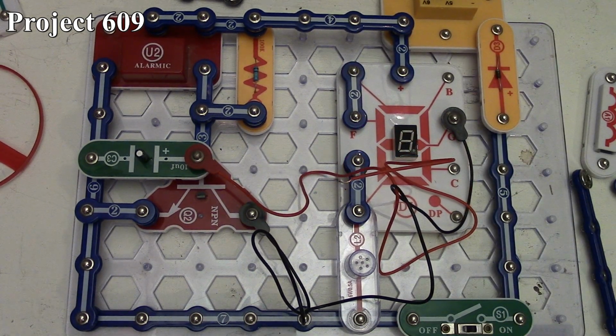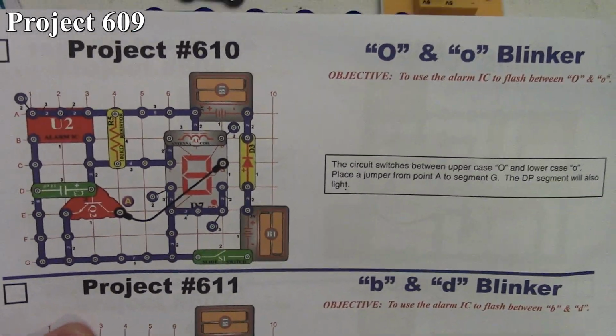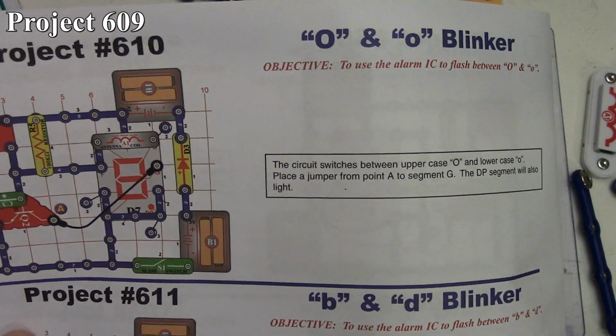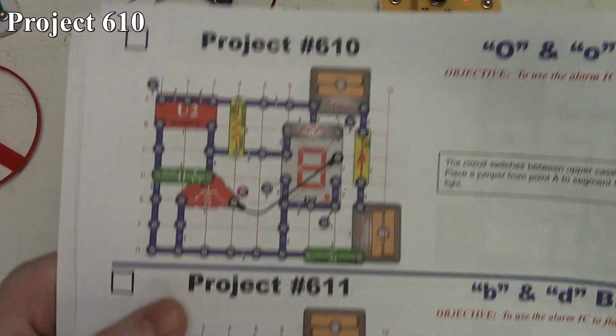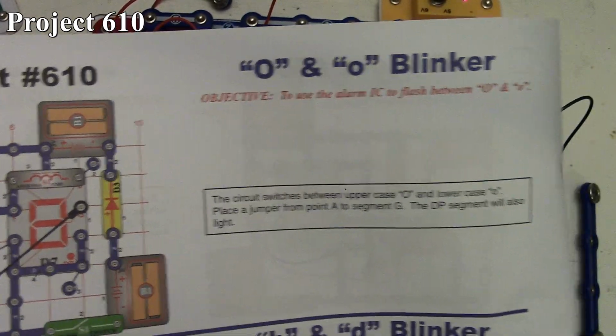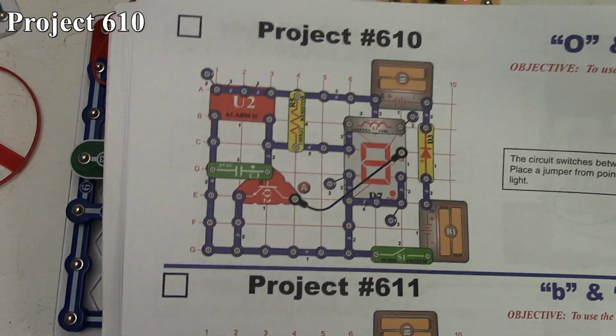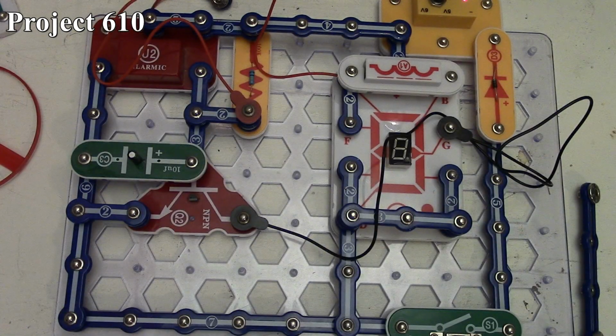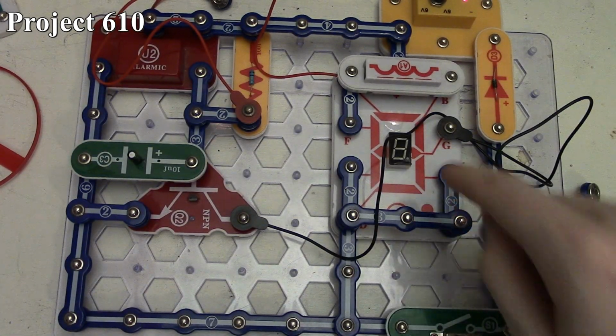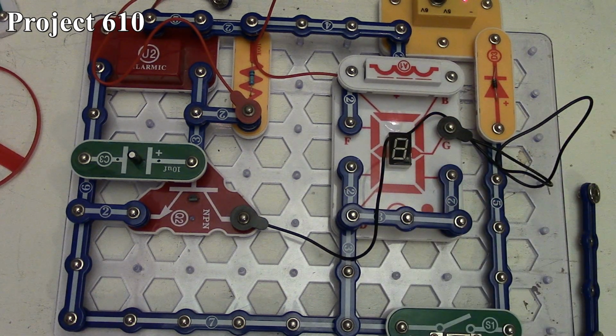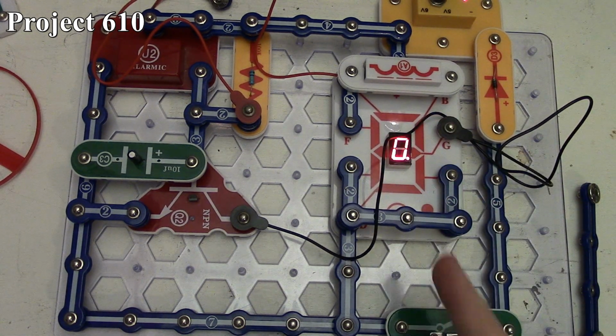So that's how Project 609 works. Now Project 610 has us look at the uppercase and lowercase O blinker. So here's Project 610, the uppercase and lowercase O blinker. There it is in the book, and here it is on the board. And so we just changed our connections around again in our 7-segment LED when we turn our circuit on. It now alternates between showing us an uppercase O and a lowercase o as our alarm IC and NPN transistor switch there.